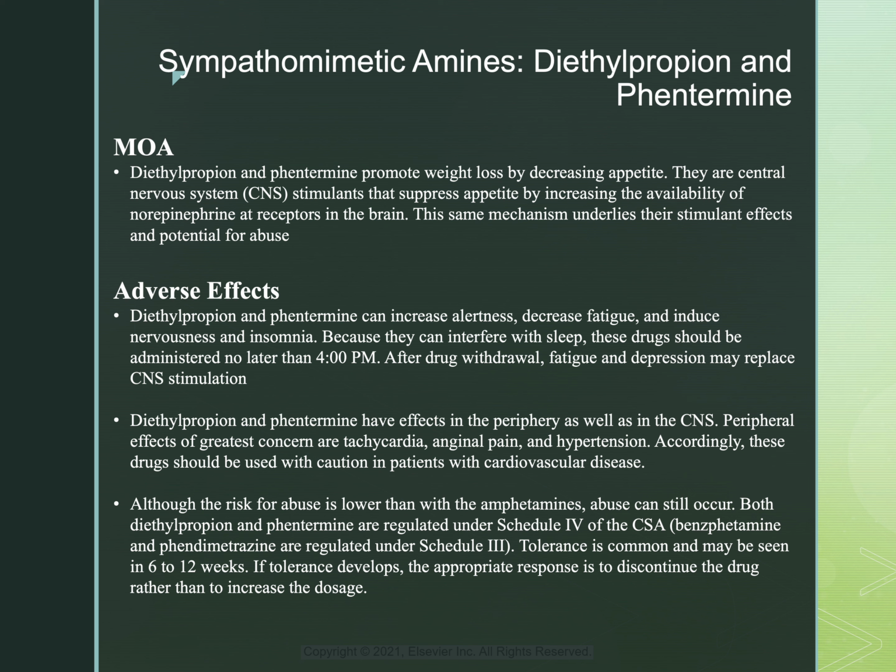Those are the ones that should be used. Okay, so 4 are approved, but only these 2 should be used because the other 2 have a higher potential for abuse. So how do these drugs work to promote weight loss? They also work by decreasing your appetite. They work on the central nervous system and they stimulate the CNS, suppressing your appetite by increasing the availability of norepinephrine at the receptors in the brain. The same mechanism is used and it's underlying their stimulant effects, which give them the potential for abuse.